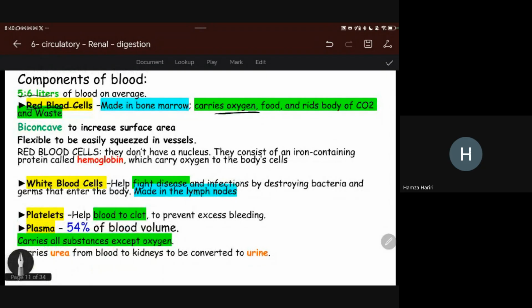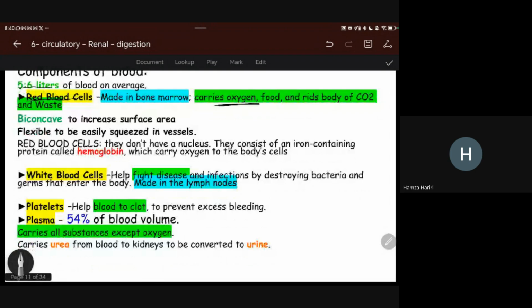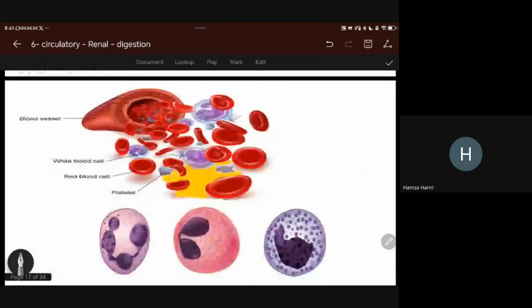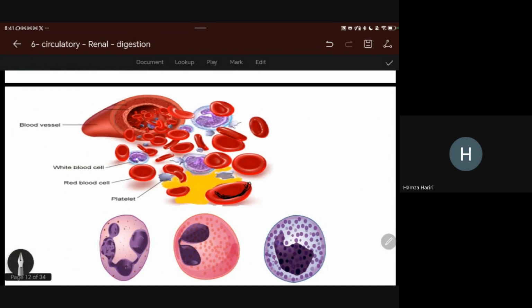Their structure is very unique to help them perform this function. First off, they're biconcave. What does biconcave mean? As you can see, they look like discs. Why so? When they look like discs, it helps them increase their surface area to hold more oxygen.